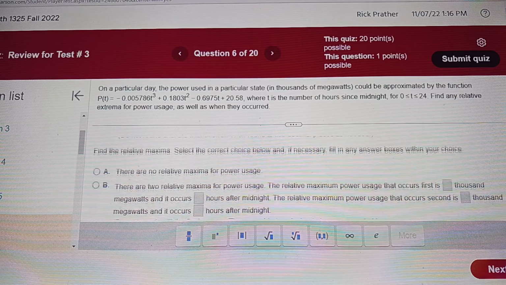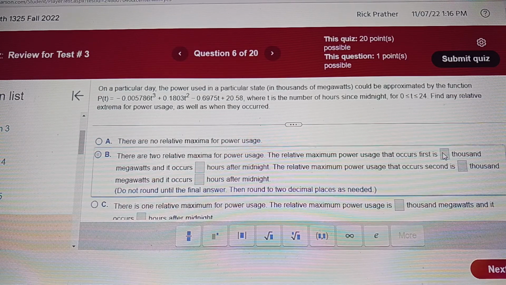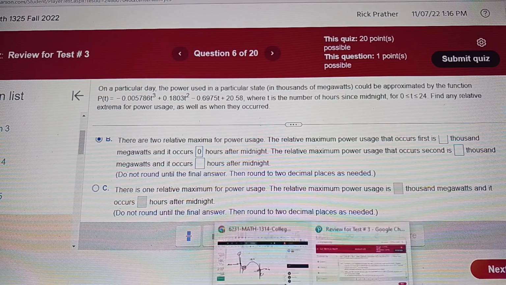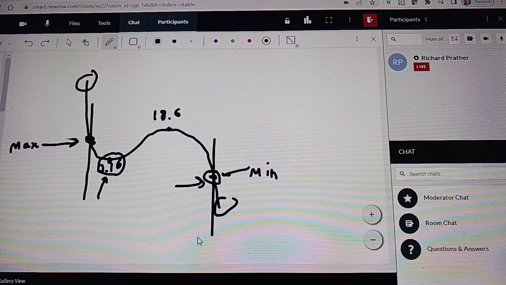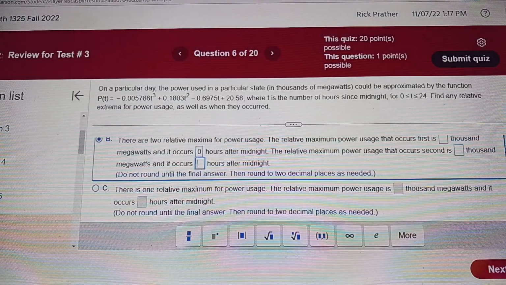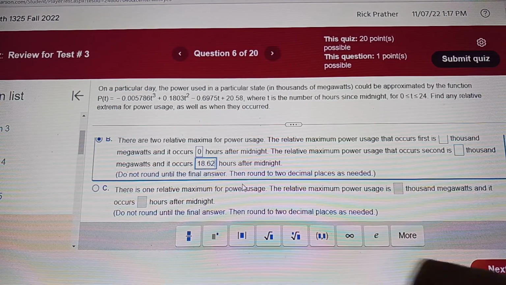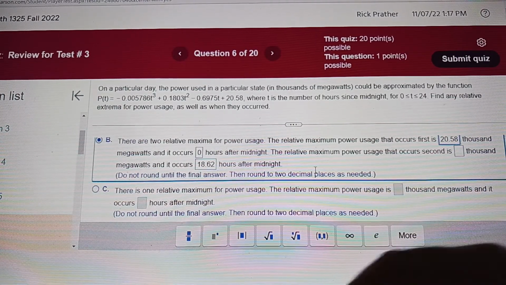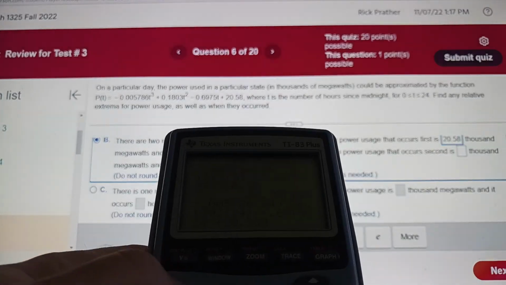And then for the 2 maximums, the first one is 0 hours after midnight, right at midnight itself. And the second one is 18.62. The 0 is at least easy because that's going to be 20.58. And then the 18.62, I can plug that in.